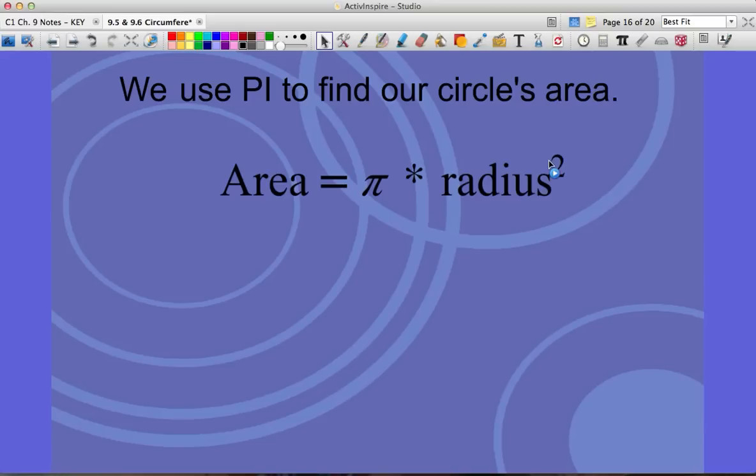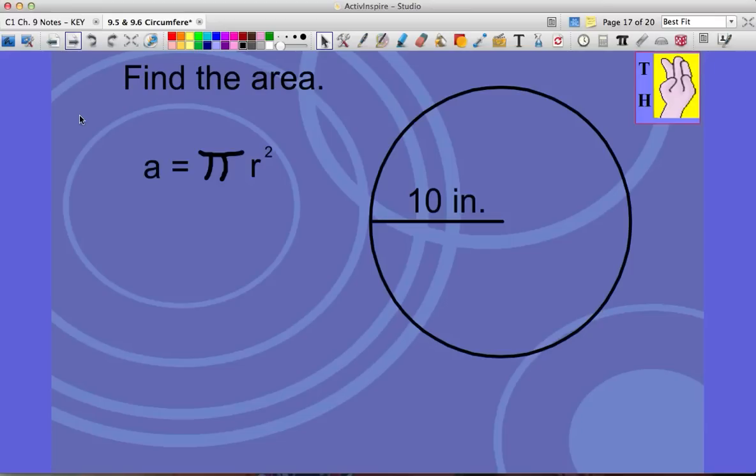So if they give you a circle with the diameter, you have to find the radius before you can fill in the pieces of your formula. So to shorten this, we say area is equal to pi r squared. Right, so let's try this. Area is equal to pi r squared.